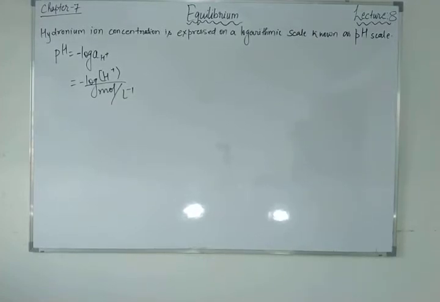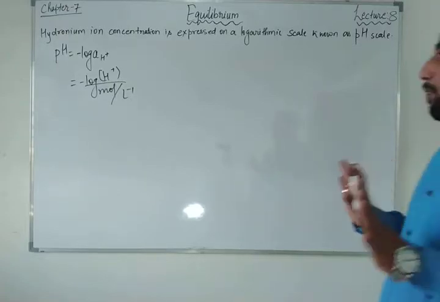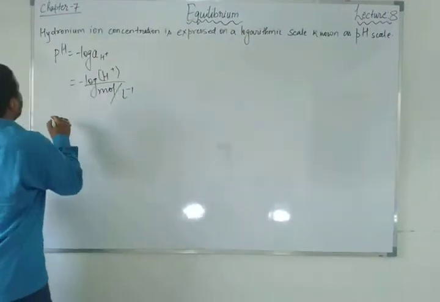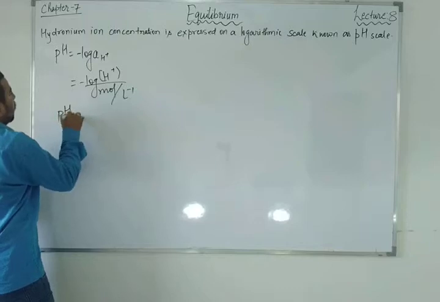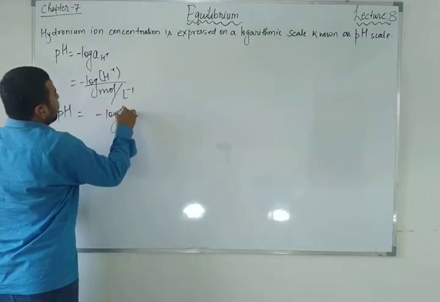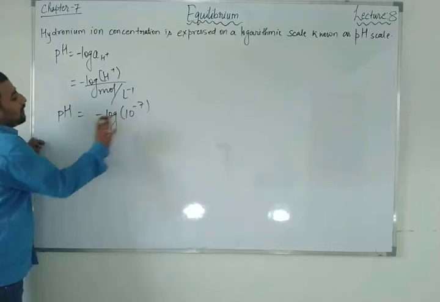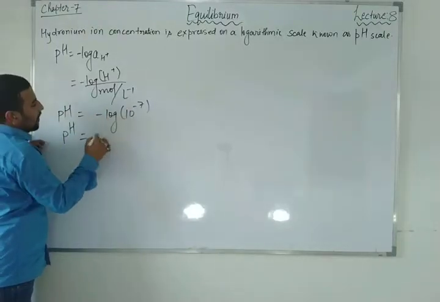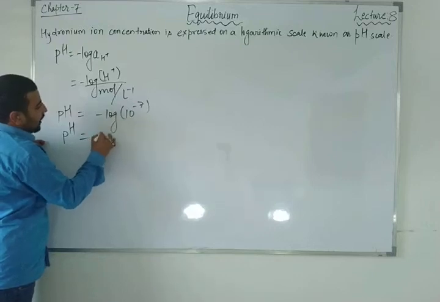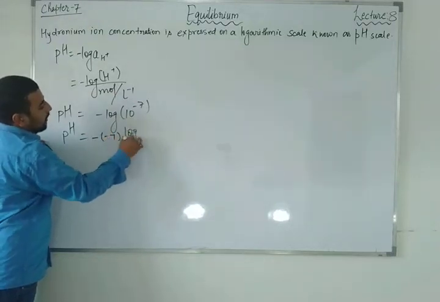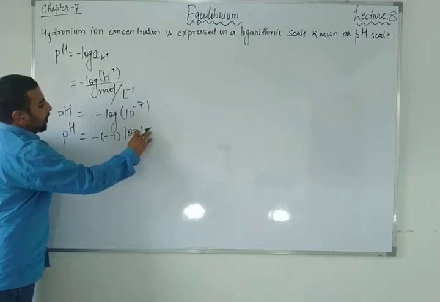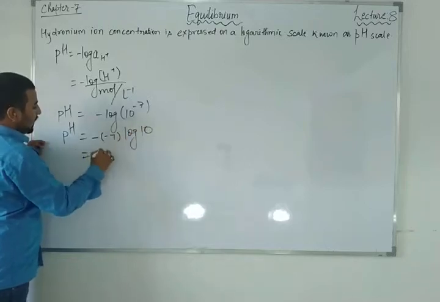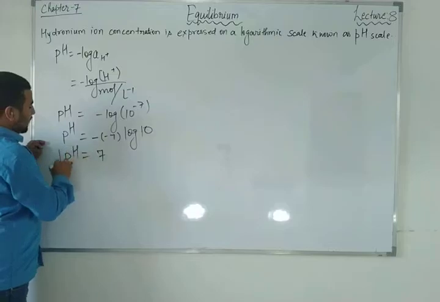Now for the acidic solution, basic solution, or neutral solution, if anybody asks you, sir, just suppose you put pH is equal to minus log 10 to the power minus 7. What will be the value of this? So here the pH is equal to, this minus 7 will come ahead, minus into minus 7 log 10. And log 10 value is 1, you know very well. So here the value will be 7. So the pH value of water is 7.